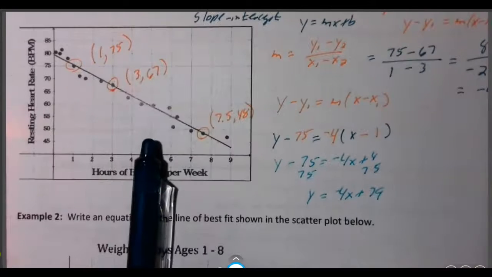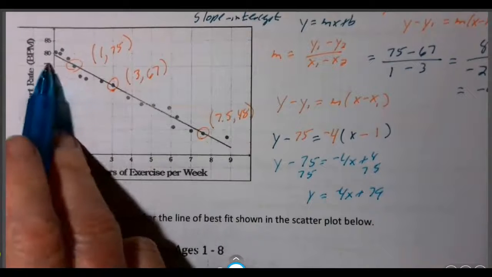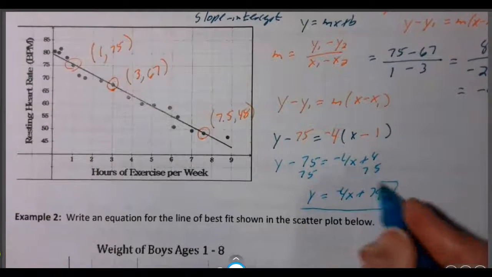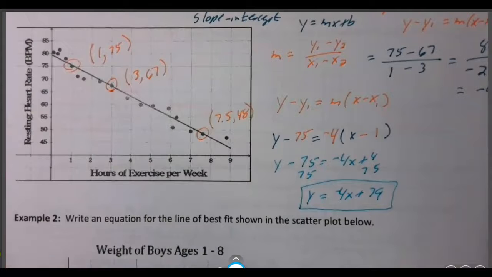Oh, baby, look at that. That's a pretty darn good line, because look at our y-intercept. It looks like it's 79. Okay? So this would be our equation. That would be your equation of this line.